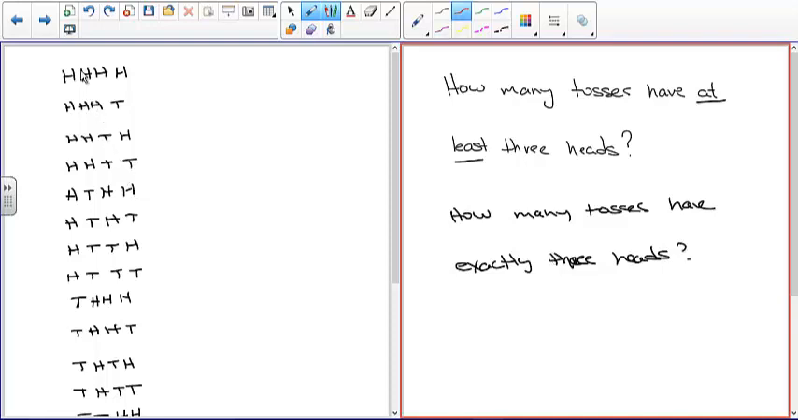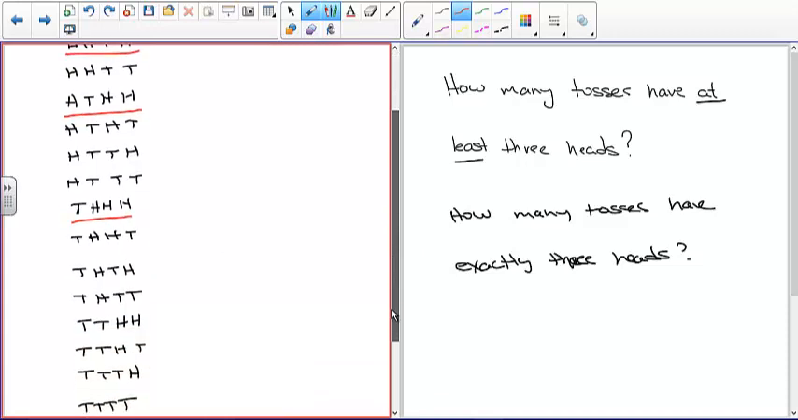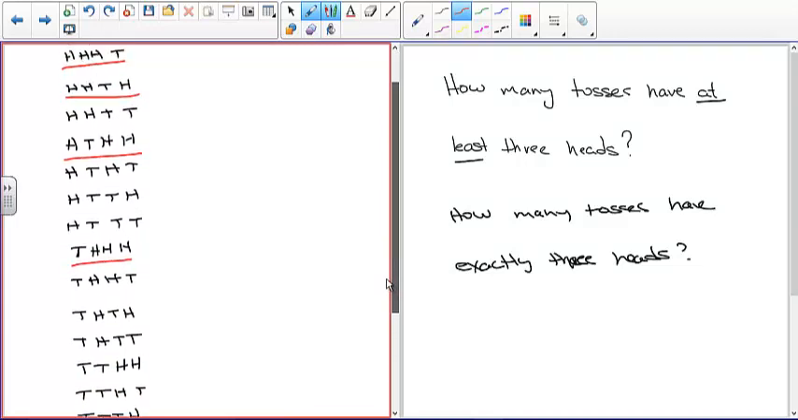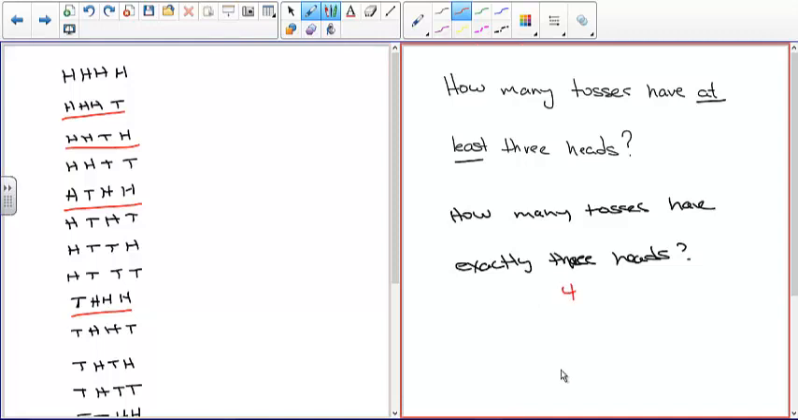So you could go through here and look, exactly 3 heads. That one has 1, 2, 3 exactly. This one has exactly 3 heads. This one has exactly 3 heads. This one has exactly 3 heads. And I think that's it. All the other ones just have 2 heads. So there are 4. 1, 2, 3, 4. And you can kind of see what happens. The tails here, tails there, tails there, tails there, and the rest of them are heads. So there are 4 that have exactly 3 heads.